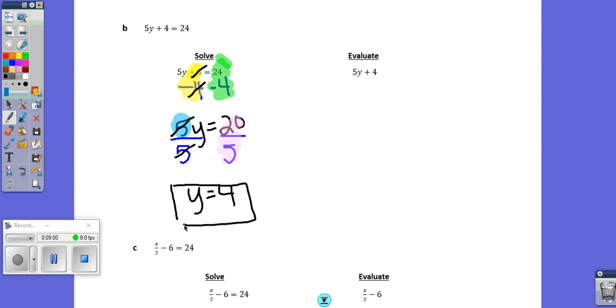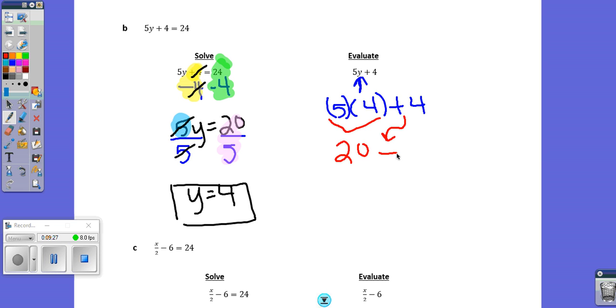Fabulous. All right, so we're going to evaluate just to see if our answer is right. Instead of writing y, we will substitute, we'll replace that with the number 4. So 5 times 4 plus 4 is my expression. Again, notice that I have parentheses around the numbers that are being multiplied together. So 5 times 4, that's equal to 20. And I'll copy the rest of my expression down. So I have an addition sign, and I also have the number 4. So I have 20 plus 4, and that's equal to 24.